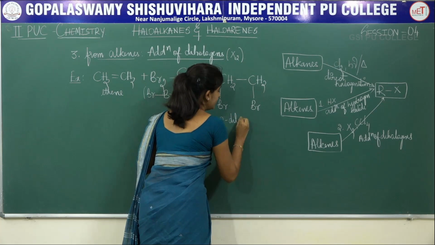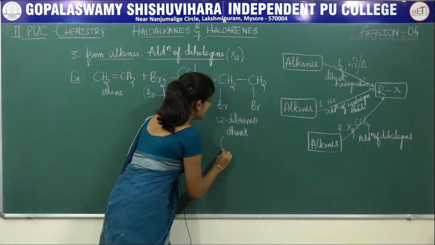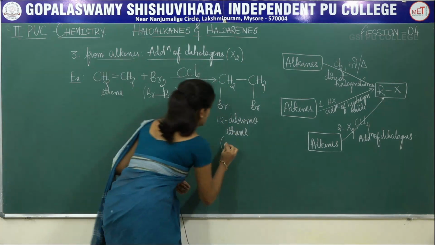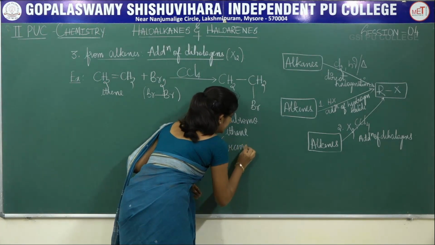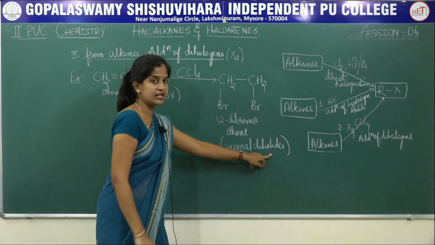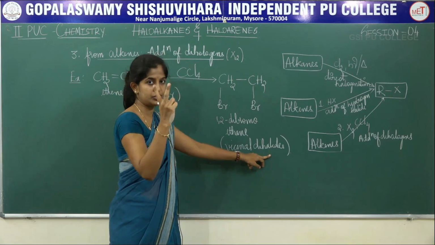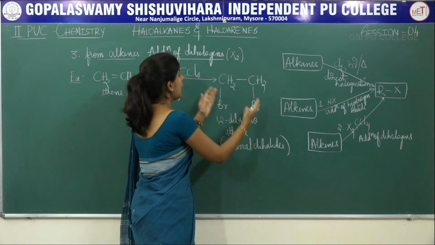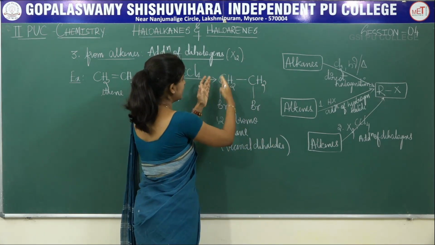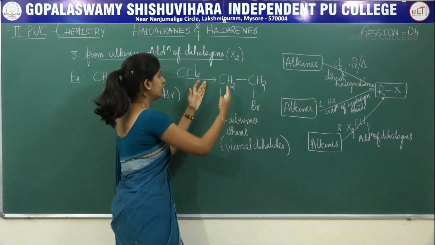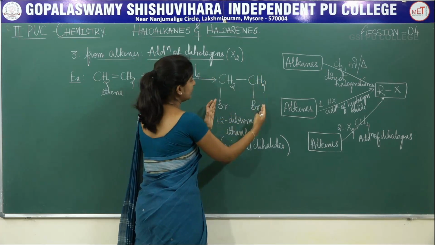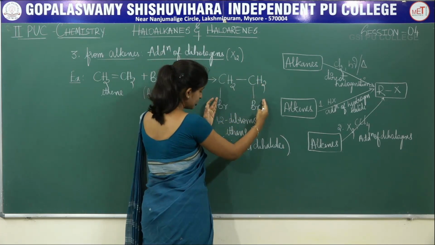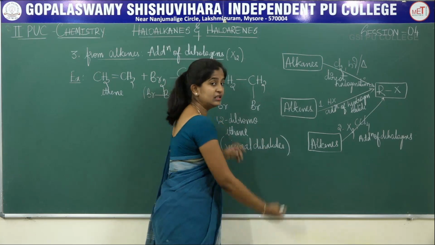1,2-dibromoethane. And remember, what type of halides is this? It is your vicinal dihalides. I think you know what I mean by dihalides. Dihalides are nothing but compounds with two halogen atoms. Vicinal means these two halogen atoms are present on carbon atoms next to each other. So neighboring carbon atoms bear halogens, one halogen each. As a result, they are called vicinal dihalides.